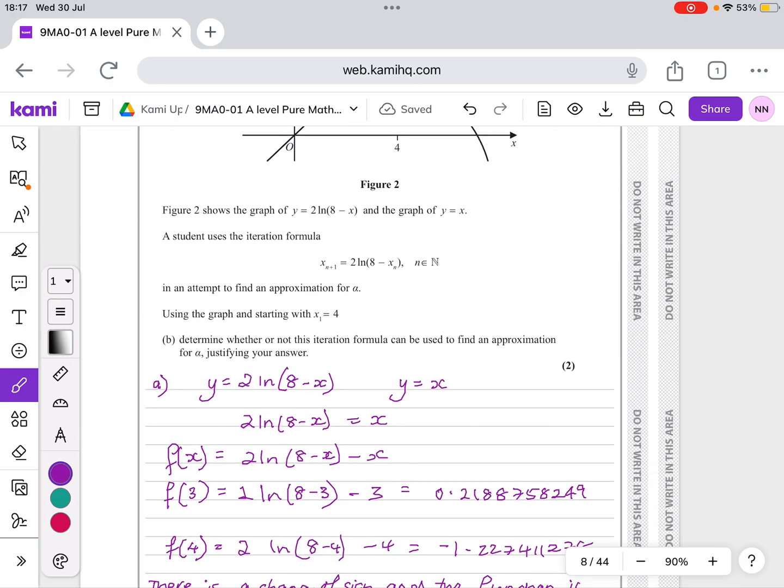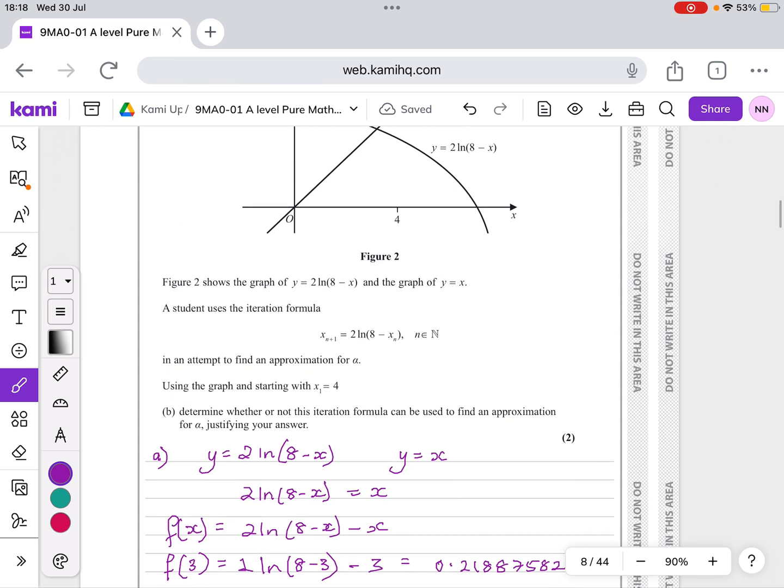Figure 2 shows the graph. The student uses this iteration, which is just where they equal each other, in an attempt to find the approximation using the graph, starting with x is 1. Determine whether or not this iteration formula can be used to find an approximation for this.